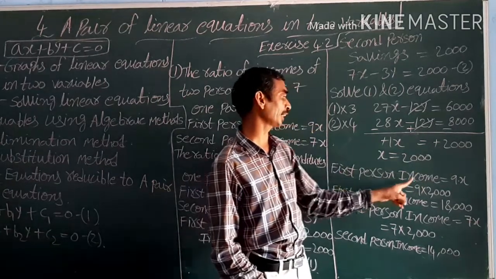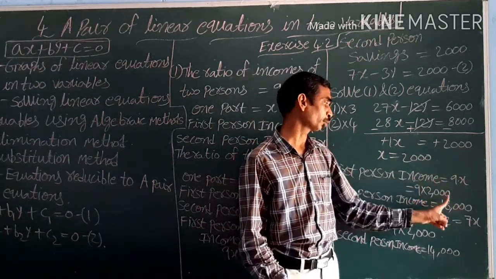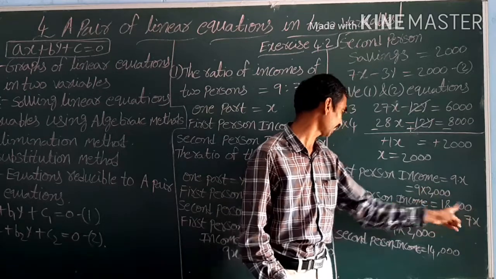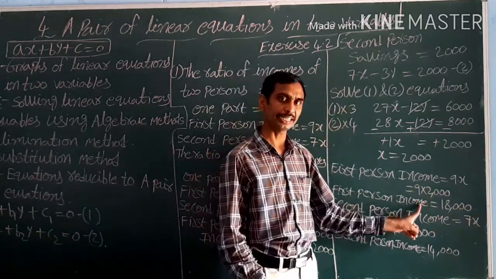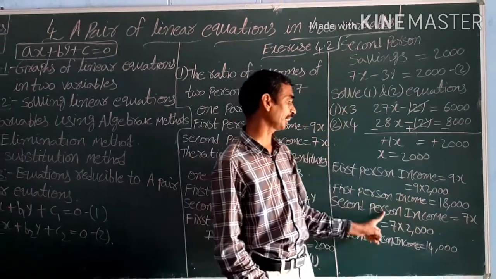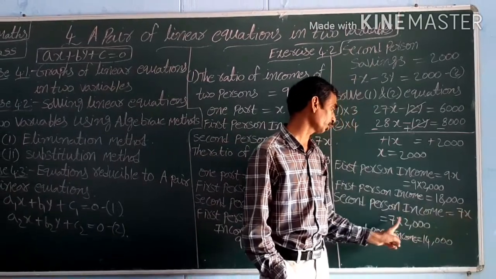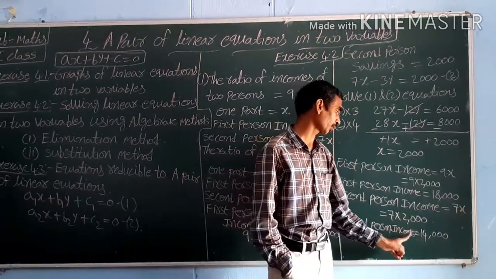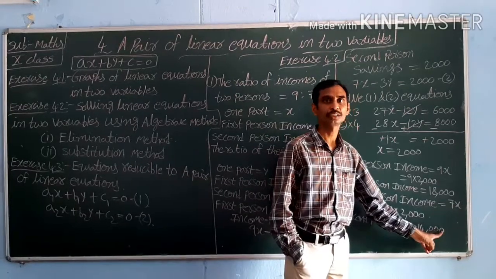First person income is equal to 9x. 9 into 2000, 9 2s are 18,000. First person income is 18,000. Second person income is equal to 7x. 7 into 2000. Second person income is equal to 7 2s are 14,000.